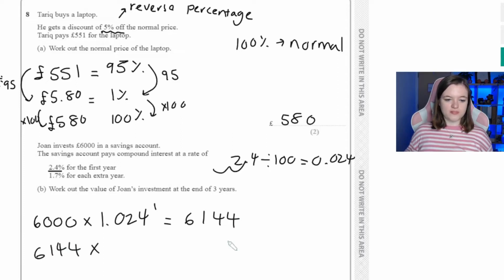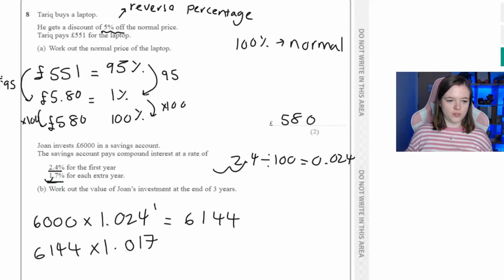Then we do exactly the same again, 6,144 times by 1.7% for each extra year. So again, 1 to keep it at this. We don't want to decrease it. It's going to be at least this. And then we're going to add on whatever this is as a decimal. So 1.7 divided by 100, get a 0 in there, 0.017. We're putting a 1 there instead.